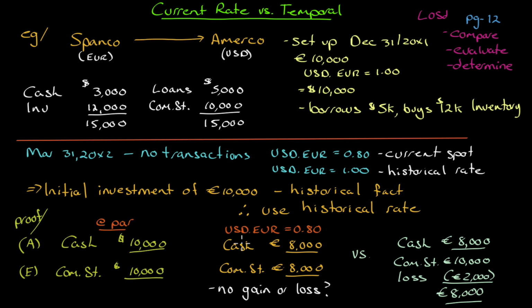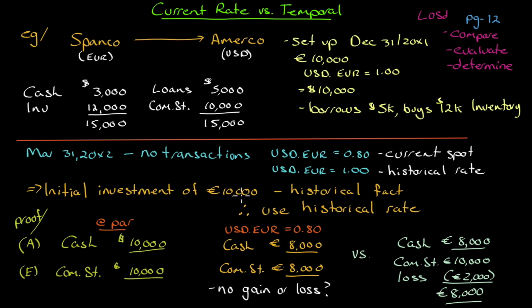Here's the thing, and what I'm going to do down here is I'm just going to prove to you something so that you can just take our word for it from here on in, or just take it at face value from here on in. The initial investment of 10,000 euros is a historical fact. That happened. There's no changing that. It happened at a time when the exchange rate was par. Therefore, we would use the historical rate.